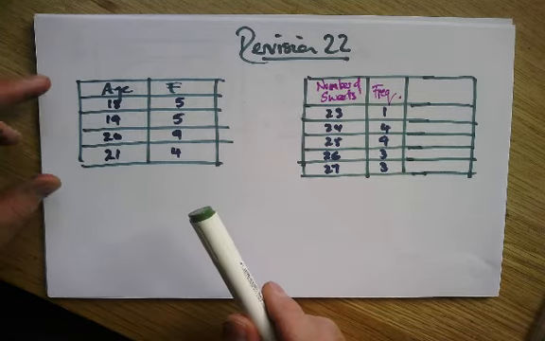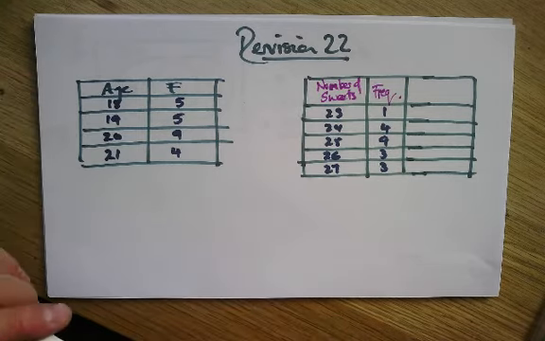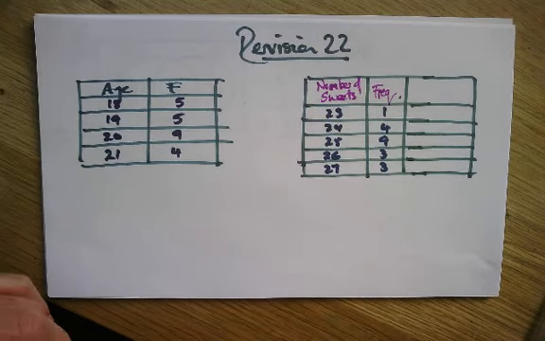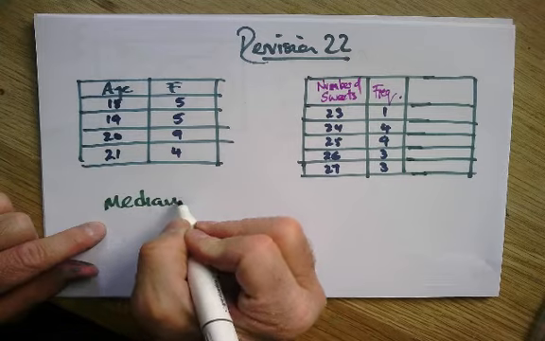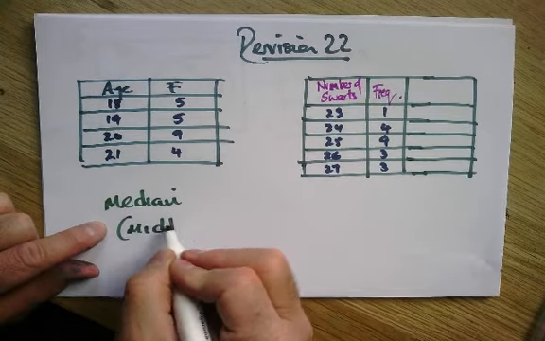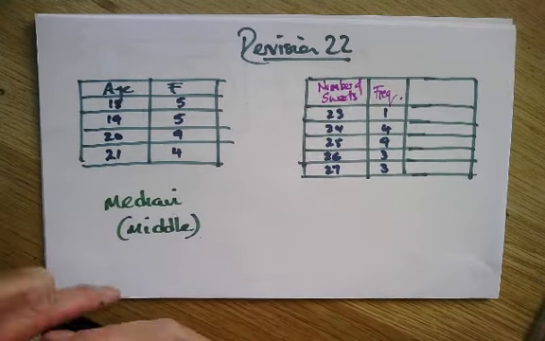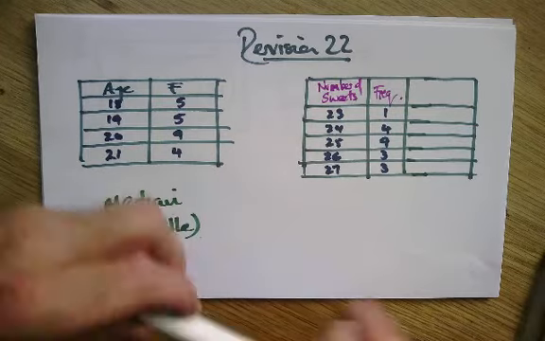Here the question is that the table shows the age of an under 21 rugby squad. Find the median age. So remember, the median is the one that's in the middle. Okay, that's what you've got to remember. It's the one in the middle.